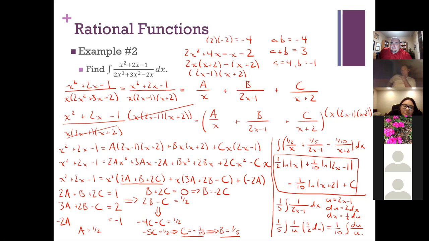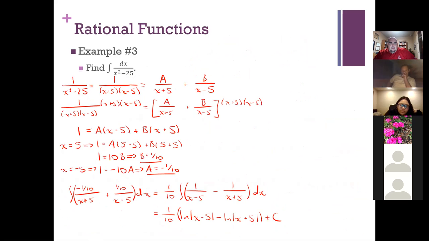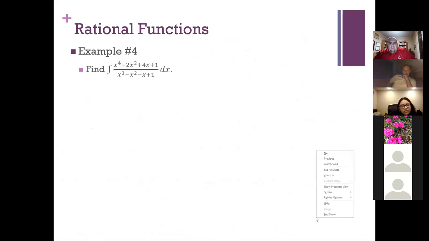Does that make sense, Mona Lisa? Okay. And I ran out of room, but that du over u is going to become the natural log of u. And then when we back substitute, we'll get to the same place.